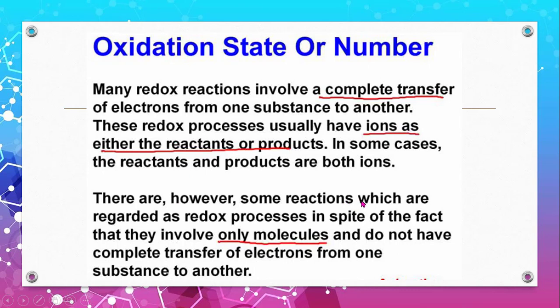However, some reactions which are regarded as redox reactions involve only molecules, and they do not have a complete transfer of electrons from one substance to another. So sometimes you will have reactions that only have molecules, and you're not able to see the individual ions, and that's where things can get a little bit difficult. And that's where we would need to use oxidation states or numbers.